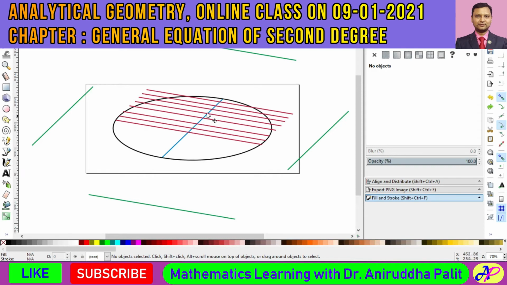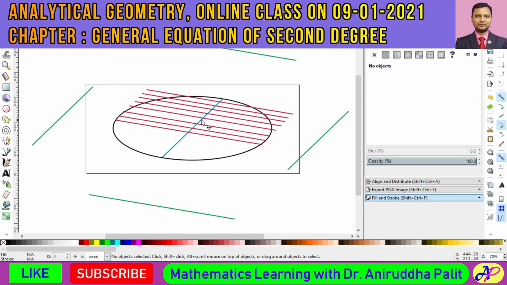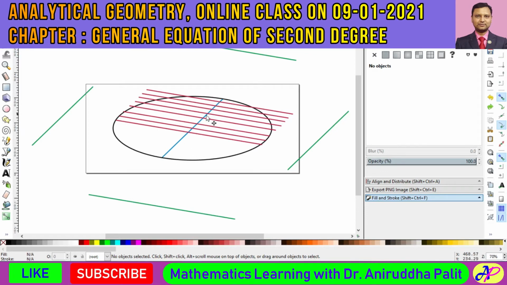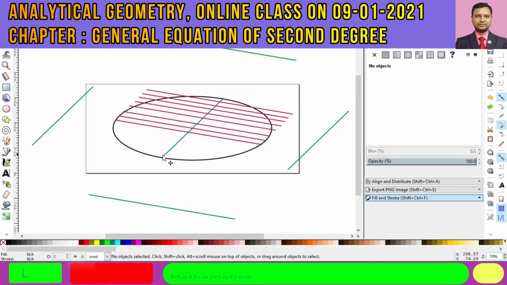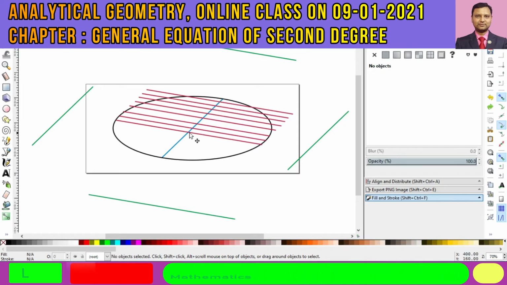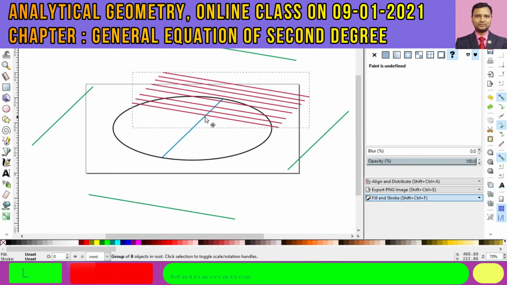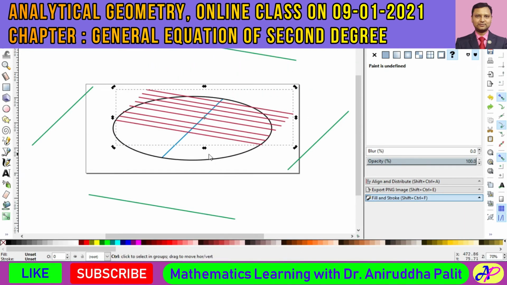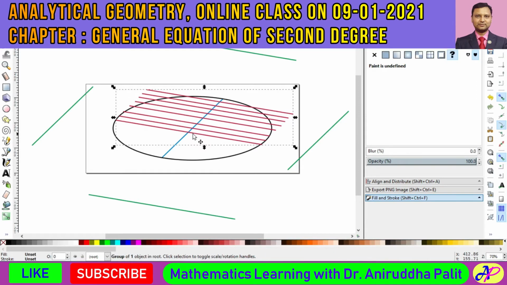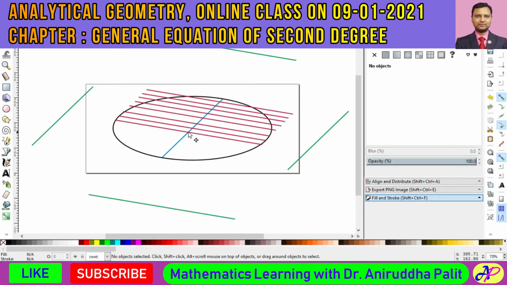But before that, we need to find the locus of these middlemost points. In order to find the equation of this kind of diameter, we shall first try to compute the chord with respect to the middle point.